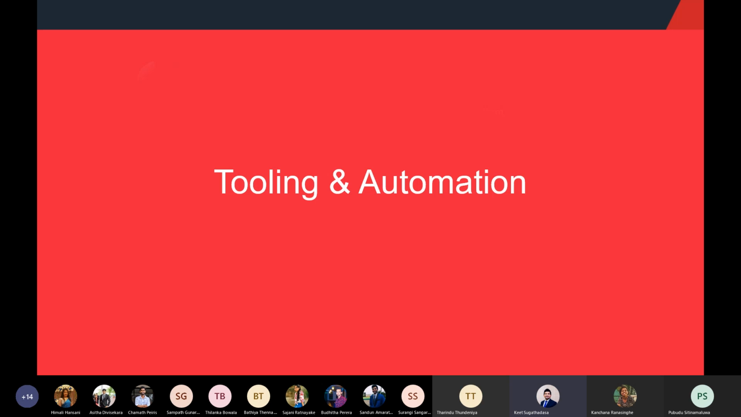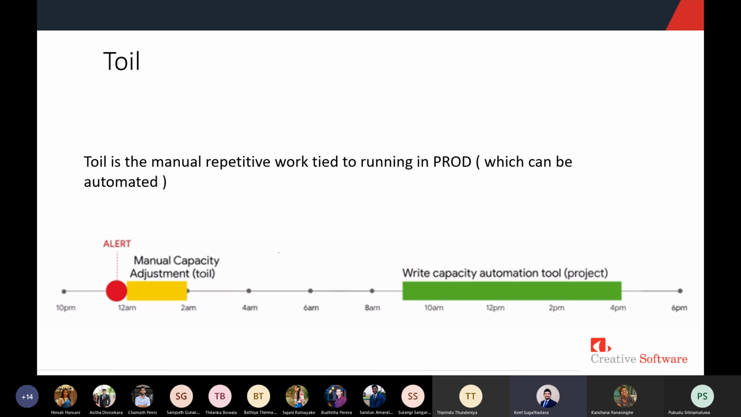And then this is also an important concept when it comes to SRE: tooling and automation. So I talked about the concept of Toil. Toil is actually the manual, repetitive work tied to running in production, which can also be automated. So for example, let's say I look at the production system early in the morning and collect some numbers, and I send an email to the engineering managers. I do this every day. It takes around 2 hours of my morning time.